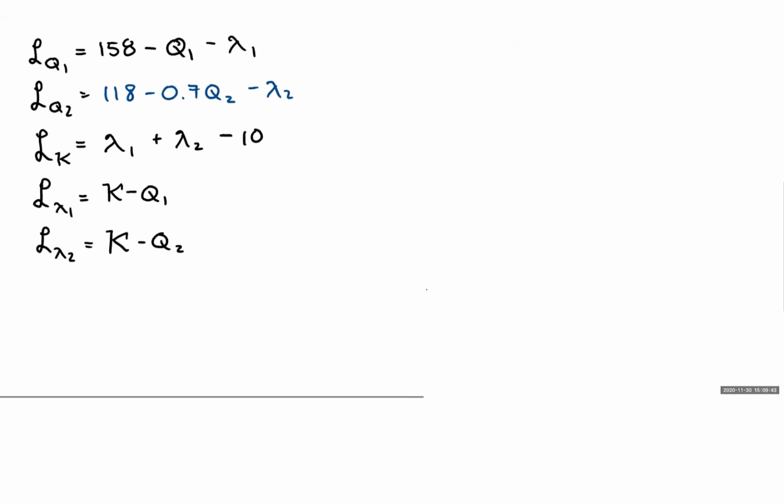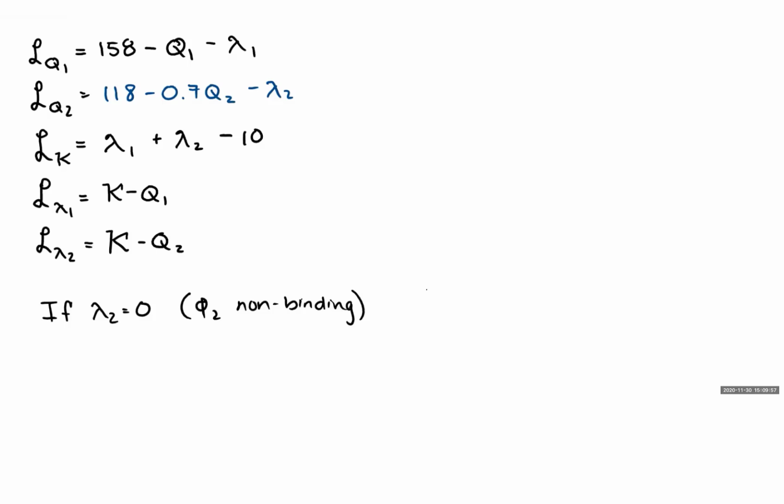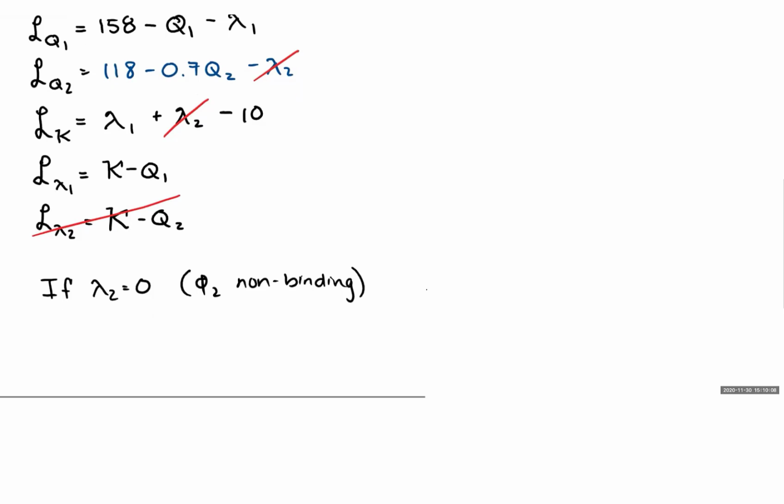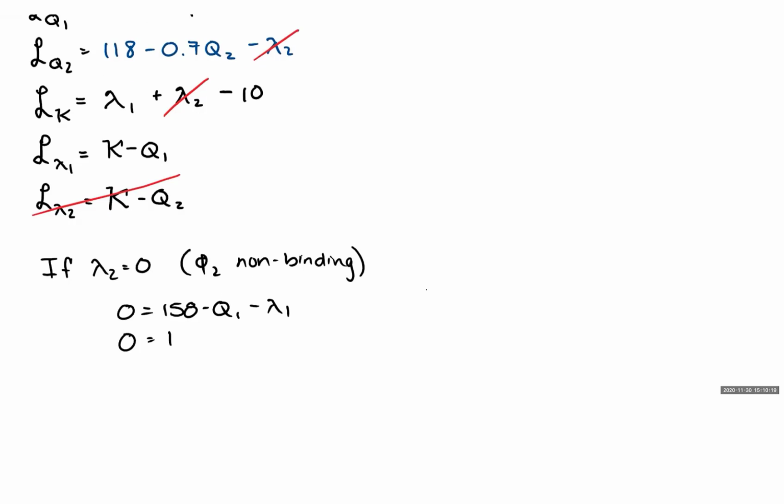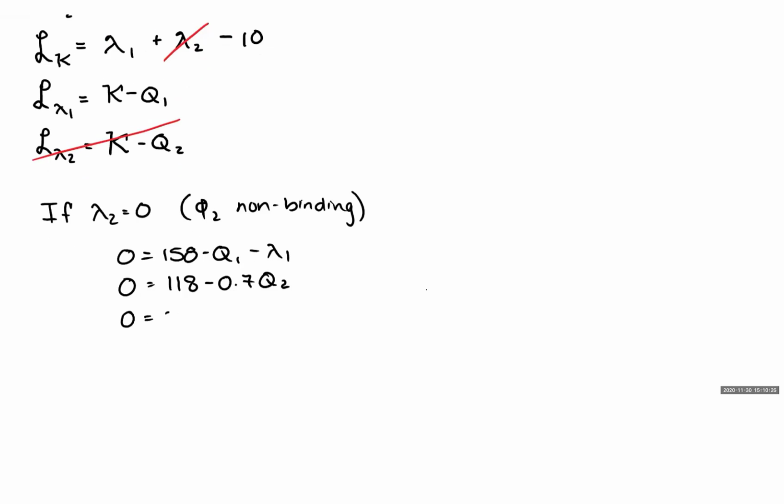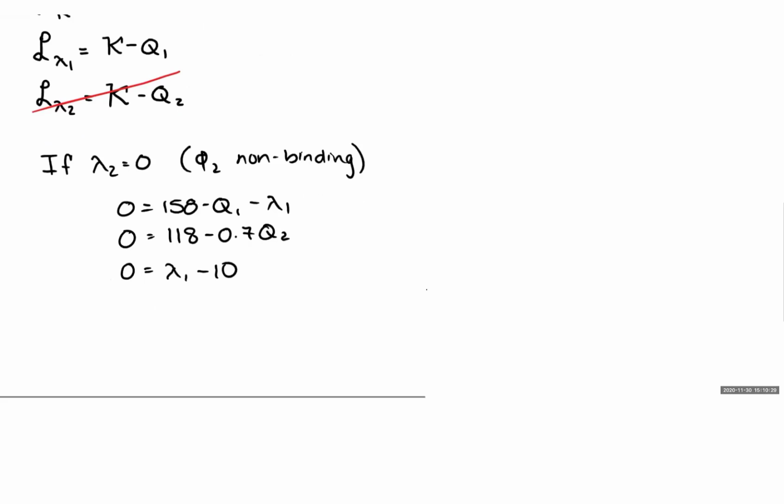Now, if lambda 2 is equal to 0, meaning market 2 is non-binding, then these terms are going to be 0. My lambda 2's will be 0, and the derivative with respect to lambda 2 would also be non-existent. So then setting these equations equal to 0, I would have 0 is equal to 158 minus Q1 minus lambda 1. 0 is equal to 118 minus 0.7 Q2. 0 is equal to lambda 1 minus 10. And 0 is equal to kappa minus Q1.